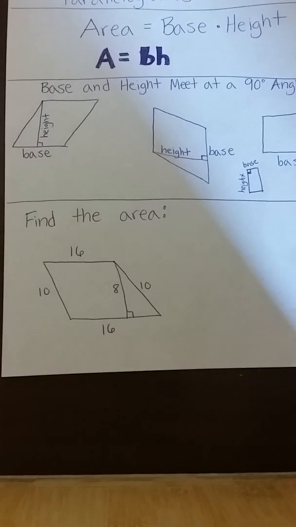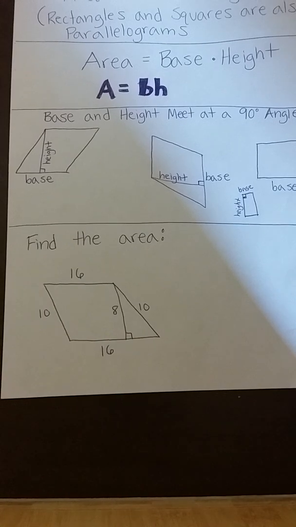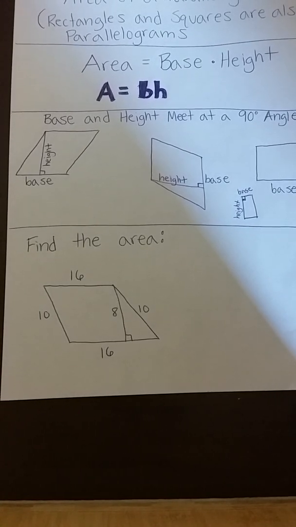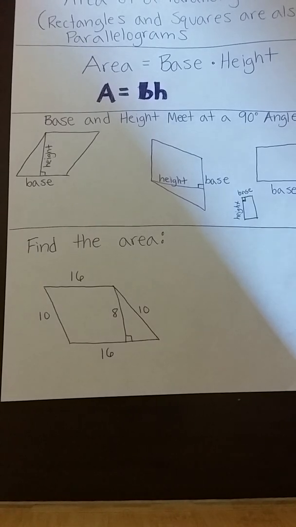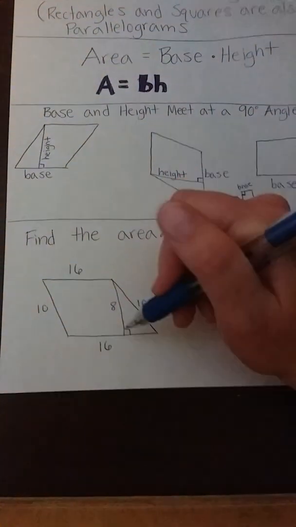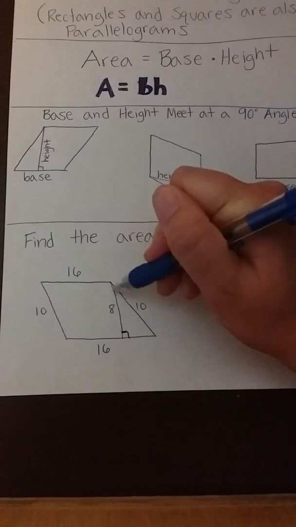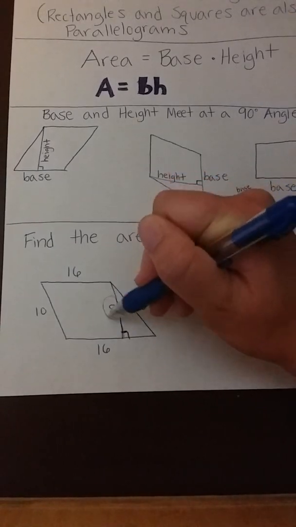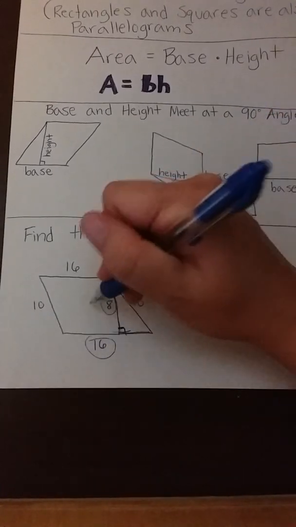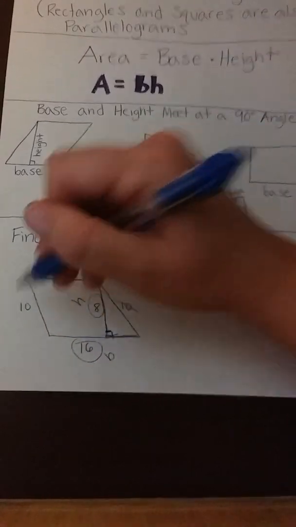Okay, let's look at an example here. So here it's asking us to find the area. And if we look at this parallelogram, there's a lot of extra information. So the first thing we have to do is figure out what's our base, what's our height, and what information is extra. So the first thing I'm going to do is look for my 90-degree angle right here. It is connecting this line, the line with the 8, and this line, the line with the 16. So that means this is my height, this is my base, everything else I don't need.